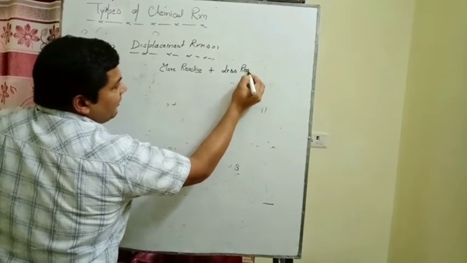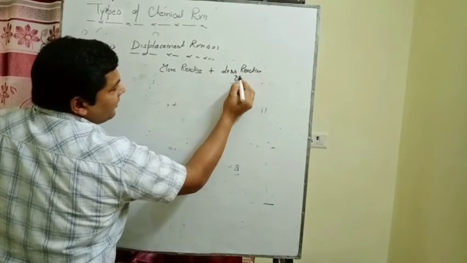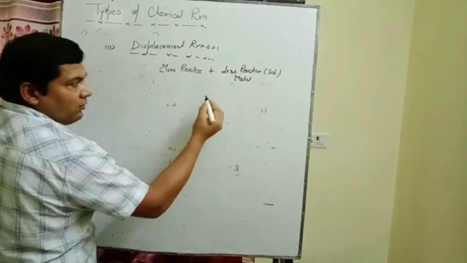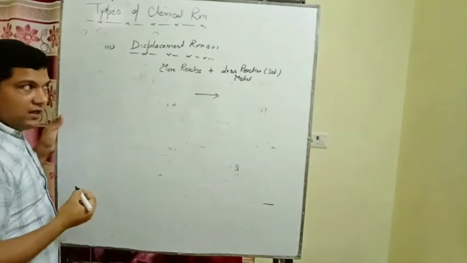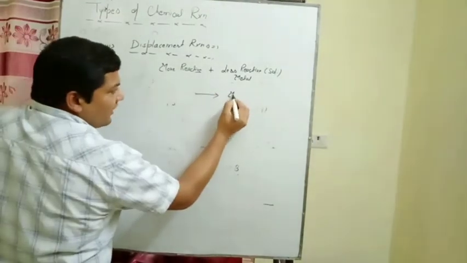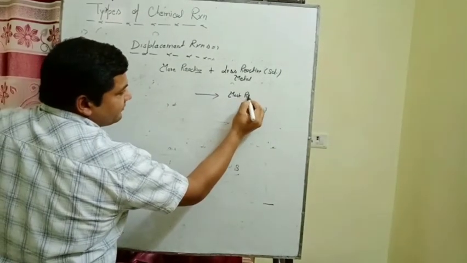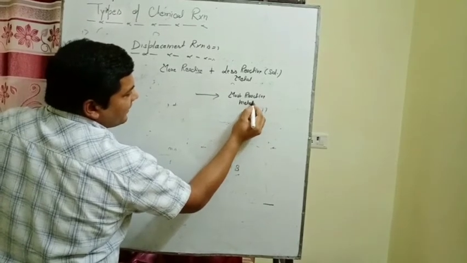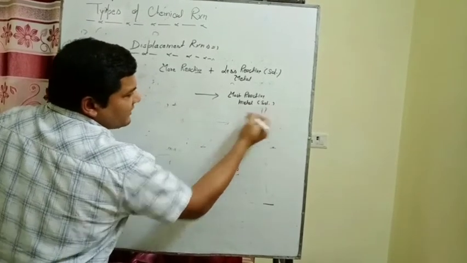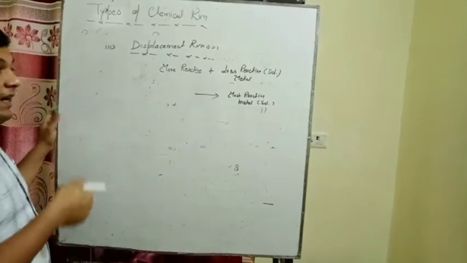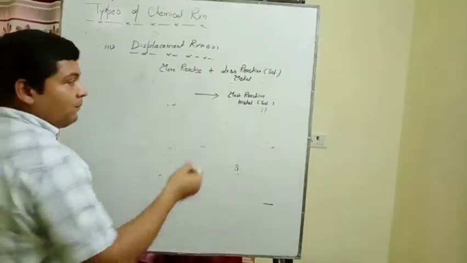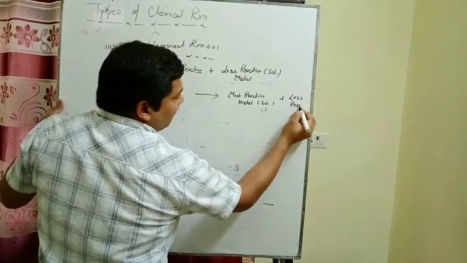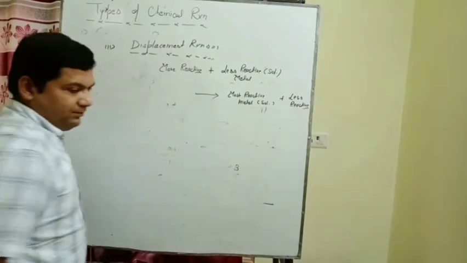We have a less reactive metal in solution, to give a new substance where the more reactive metal will be present in the form of solution. It will form a solution with the other anion present with the less reactive metal, plus the less reactive metal will be obtained in individual form.